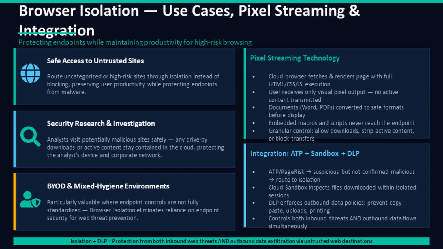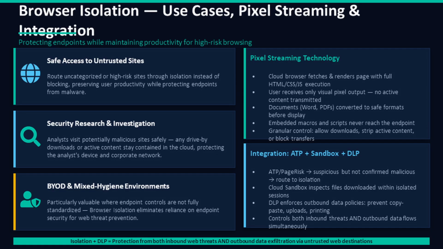This flexibility allows different risk profiles for different users or destinations. Finally, integration. Browser isolation doesn't operate independently. When ADP or the page risk engine determines a site is suspicious but not definitively malicious, the policy can direct traffic to isolation while ADP and Cloud Sandbox continue to inspect any files requested within the session.